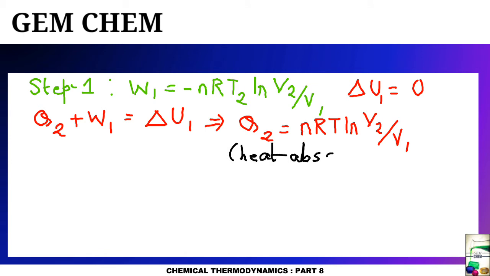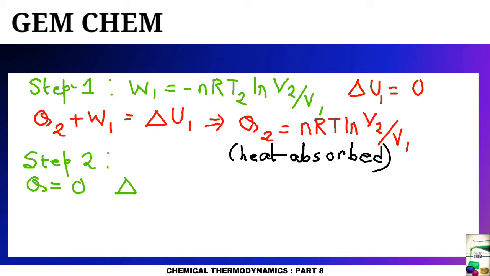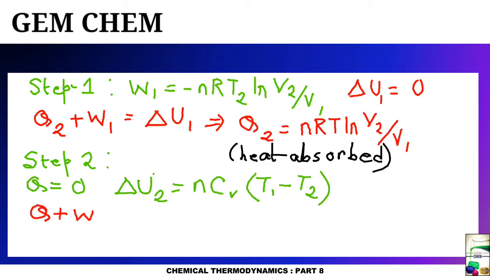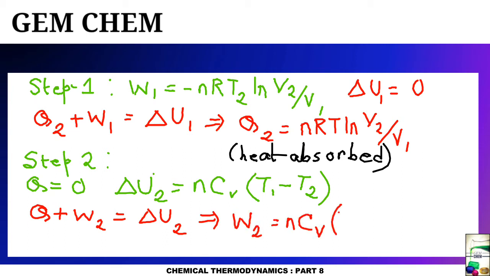Now we will see step 2. In this case there is no involvement of heat, so Q equals 0. Since it is an adiabatic process, delta U2 must be nCv times the final temperature minus the initial temperature. From the formula we have seen, Q plus W2 equals delta U2, so we get W2 equals nCv (T1 minus T2), right? Now for step 3.